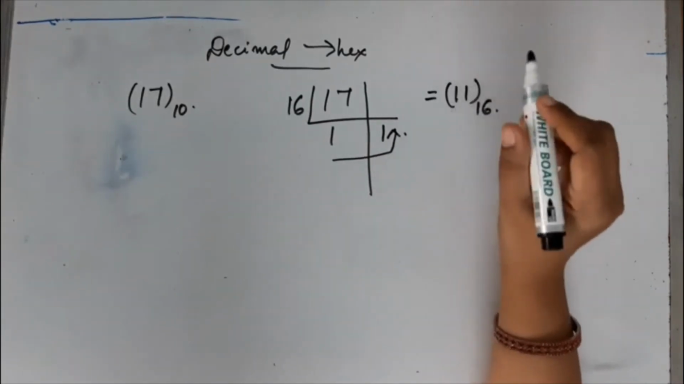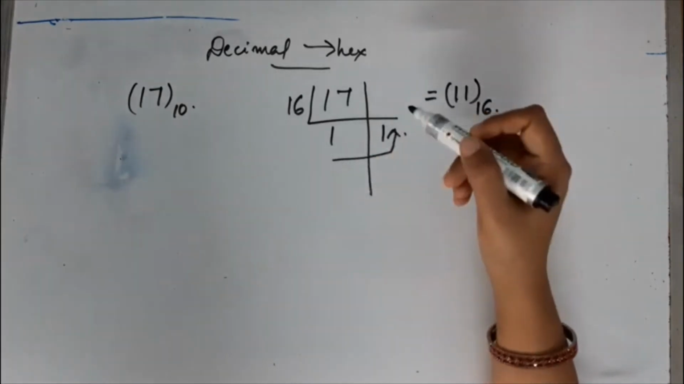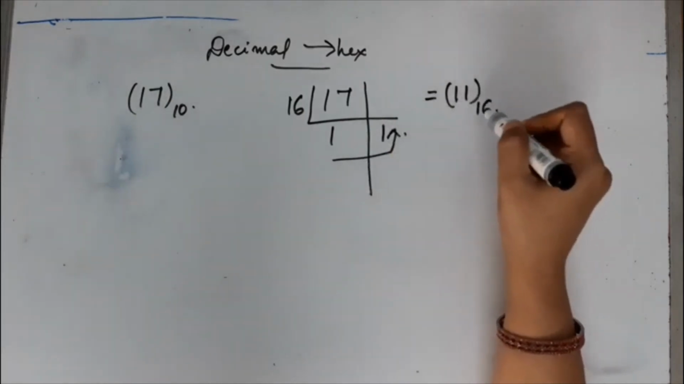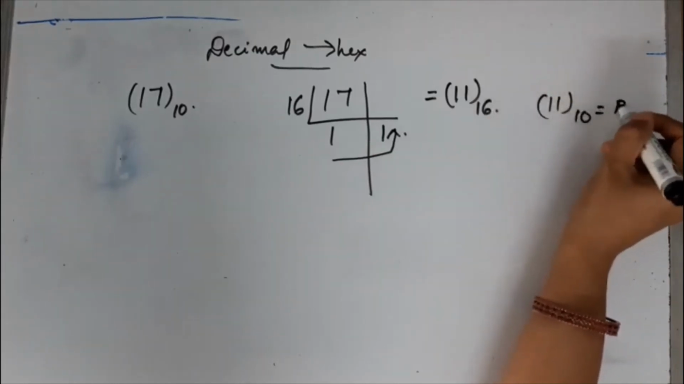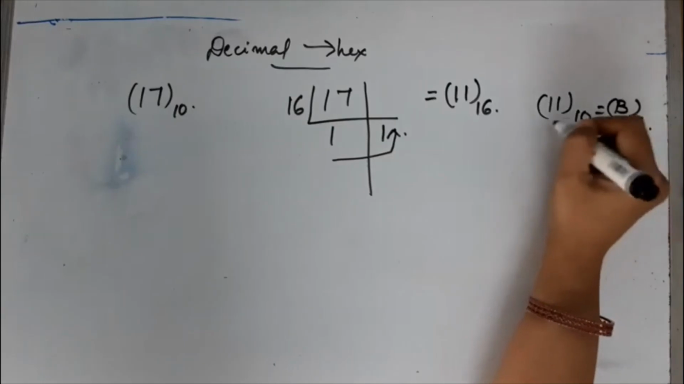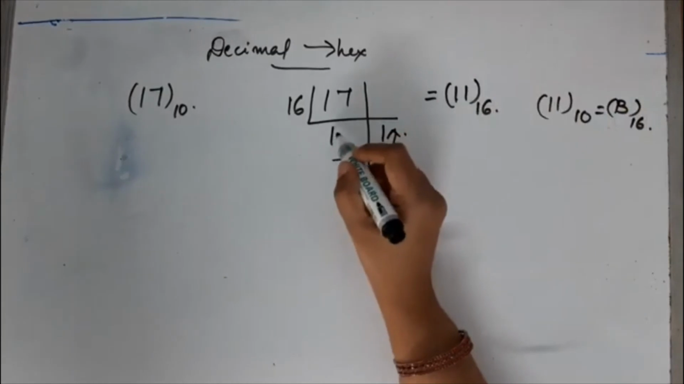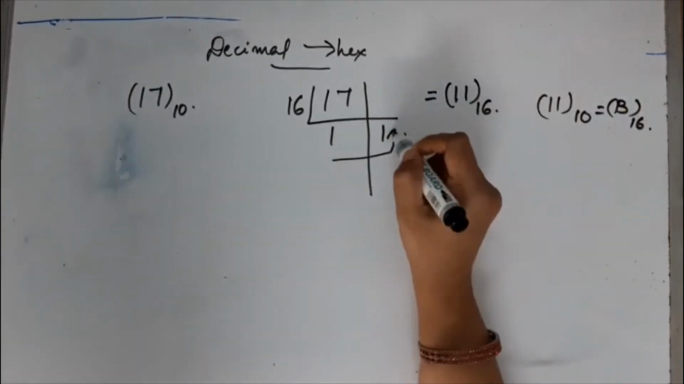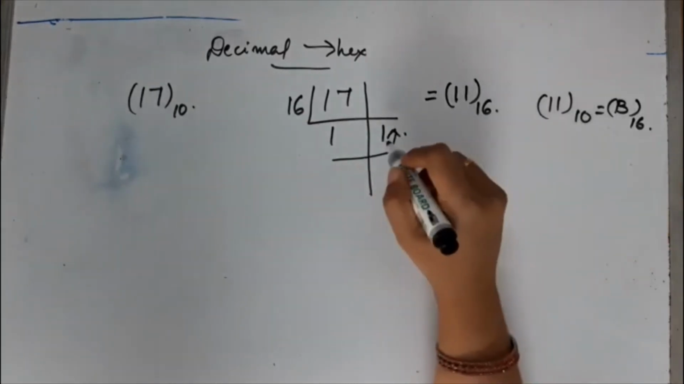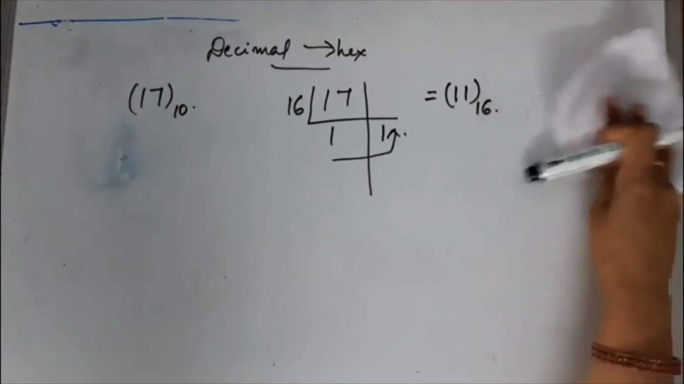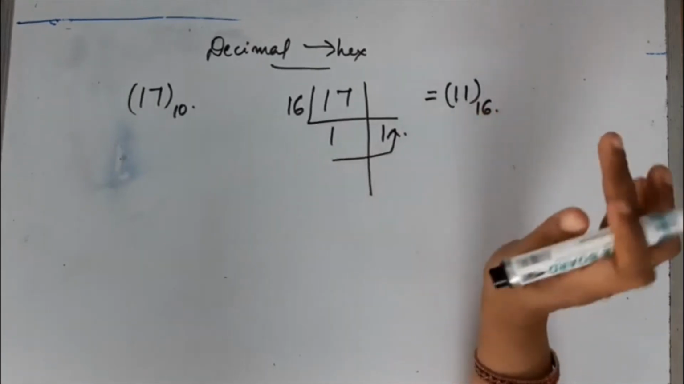So in this case I told that A is 10, B is 11. This 11 and B is different. This is 11 to the base 16. 11 to the base 10 is B to the base 16. Both are different. So when do you write 11 as B? If 11 comes here or 11 comes here as the quotient or as the remainder, then you can write it as B. In this particular case, 1 is the quotient and 1 is the remainder. So you will just write it as 11.